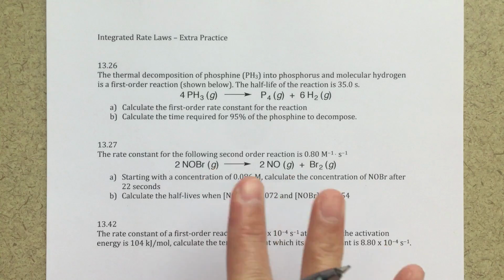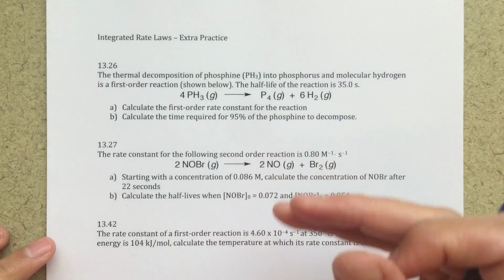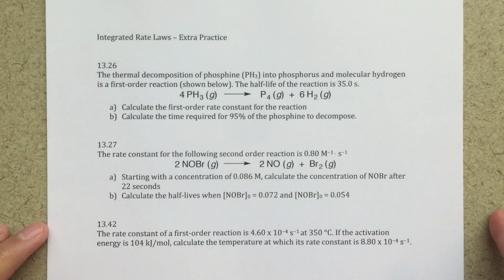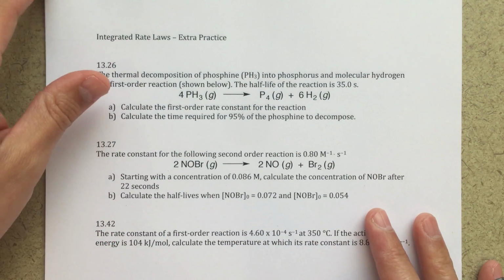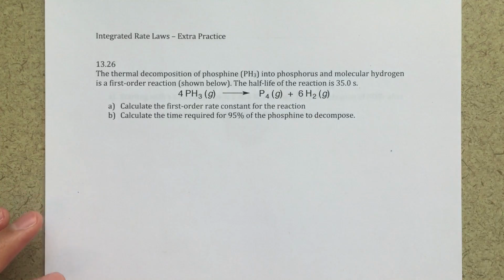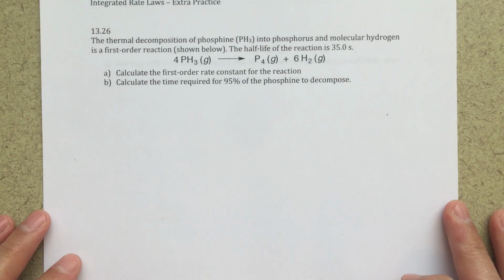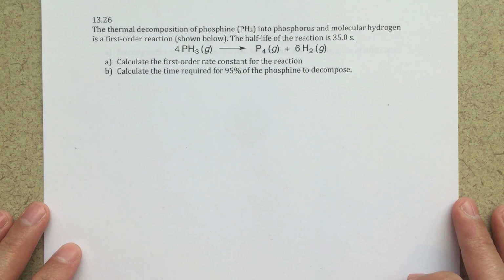So this is the sheet with all three. I'm going to go through each one individually in this video, so if you want to skip around and find a specific problem, definitely do that. But we're going to start at the top and sort of work our way through. So this is our first one, 13.26.